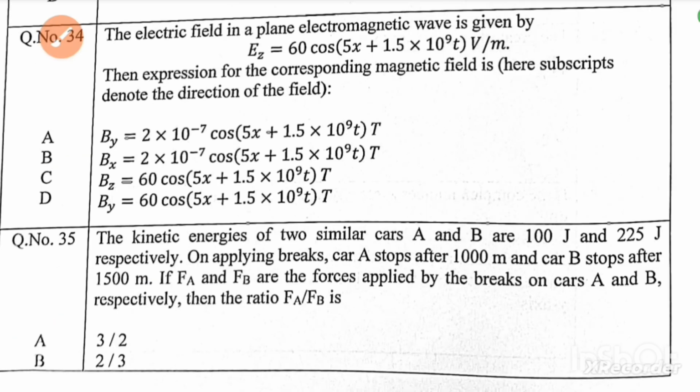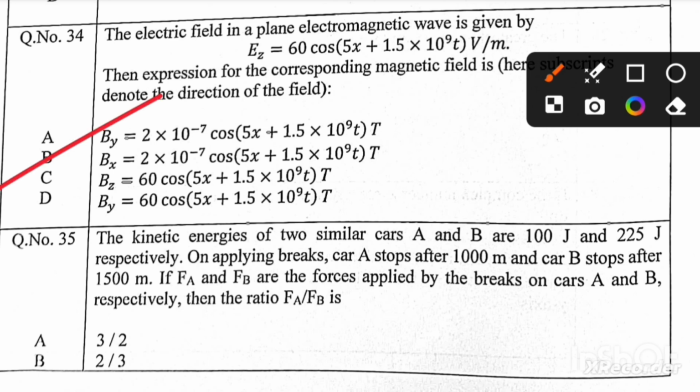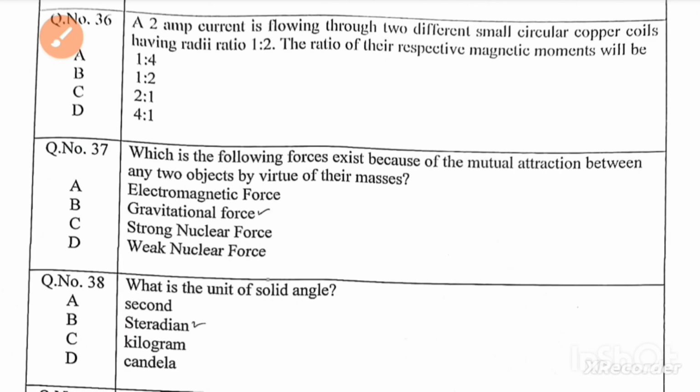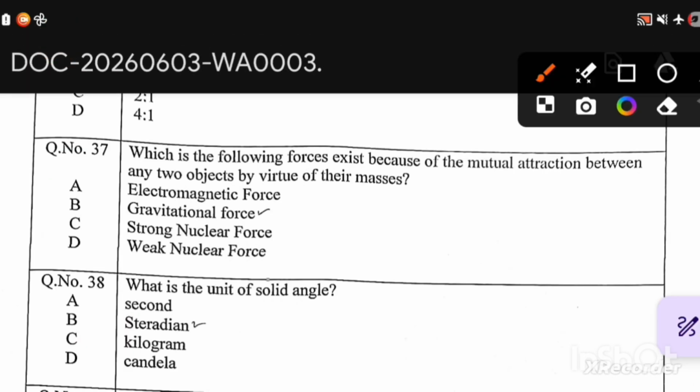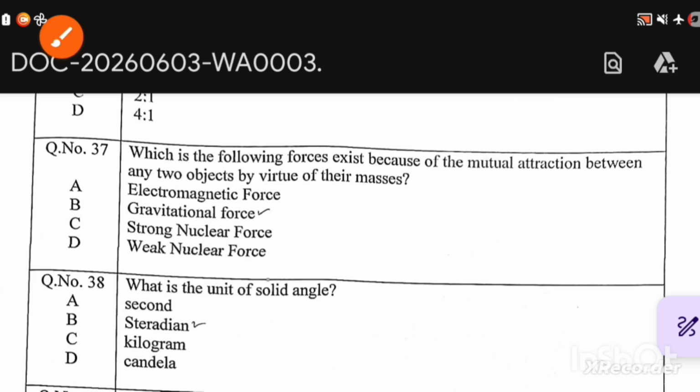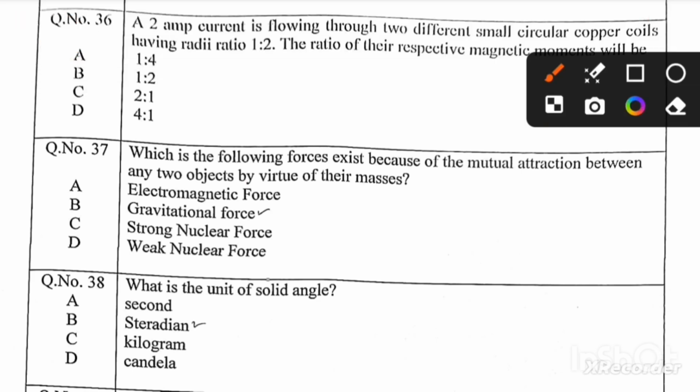Question number 34, the expression for the corresponding magnetic field is option A. Then 35, the correct answer is 2/3. Question number 36, the ratio of their respective magnetic moments will be 1:4. Which of the following forces exist because of mutual attraction between any two objects by virtue of their masses? Gravitational force. And what is the unit of solid angle? The answer is option B.